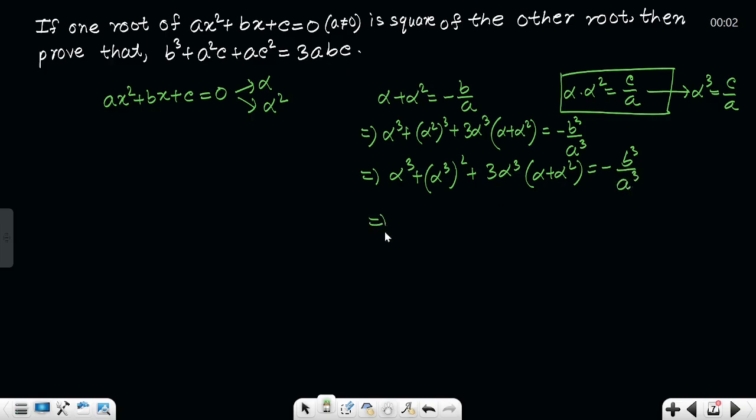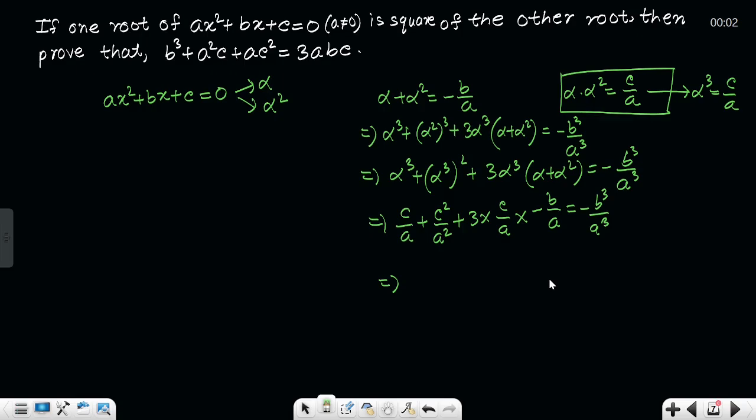Now we know the values of every term here: alpha cube, alpha plus alpha square. So apply the values. Alpha cube is equal to c by a. So c by a plus c square by a square plus 3 into c by a into, now here alpha plus alpha square is given, right? So alpha plus alpha square is equal to minus b by a, put it here, equal to minus b cube by a cube.